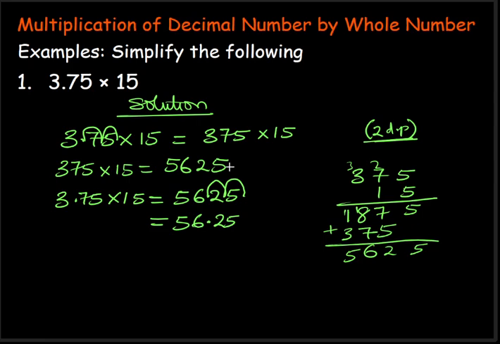56.25. Please do not stop here. This one is just the answer of the whole numbers, not the decimal one. So if you stop, that means you are just multiplying the whole numbers. So after the whole numbers, you need to return the decimal places that were shifted. So our answer here is 56.25.